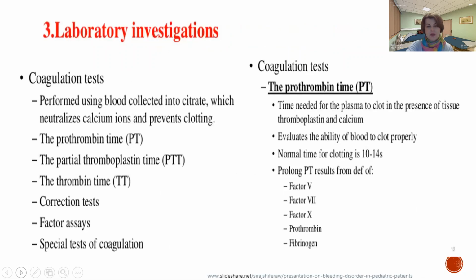Coagulation tests include several, and one of the most frequently used is the prothrombin time, which is the time needed for the plasma to clot in the presence of tissue thromboplastin and calcium. It evaluates the ability of the blood to clot properly. Normal time is from 10 to 14 seconds, and prolonged prothrombin time results from deficiency of factor 5, 7, 10, prothrombin, or fibrinogen.